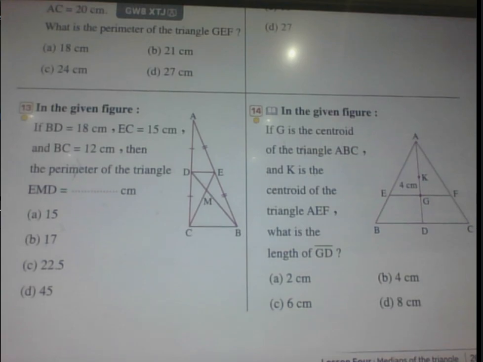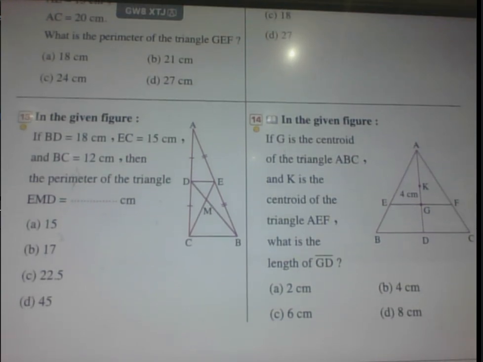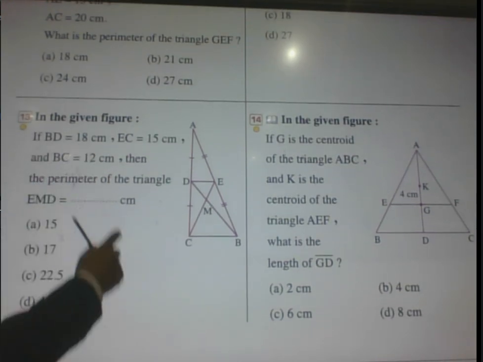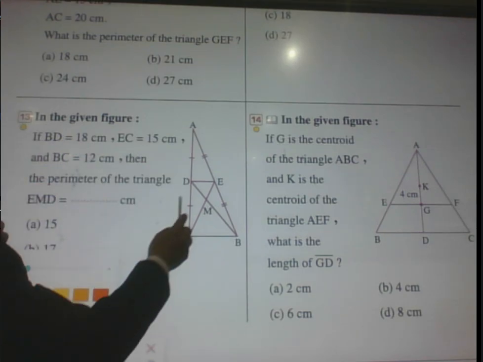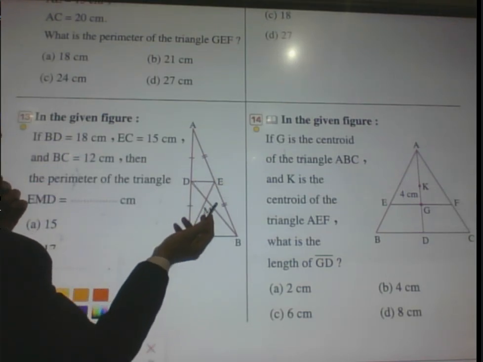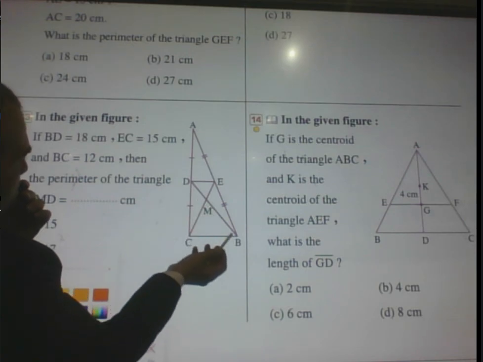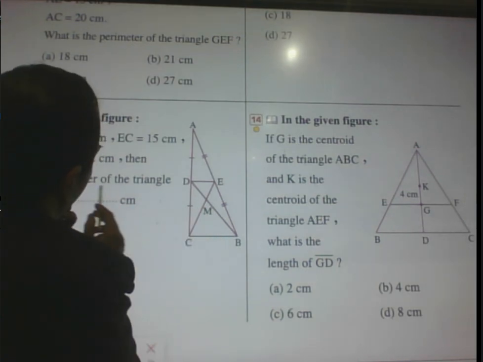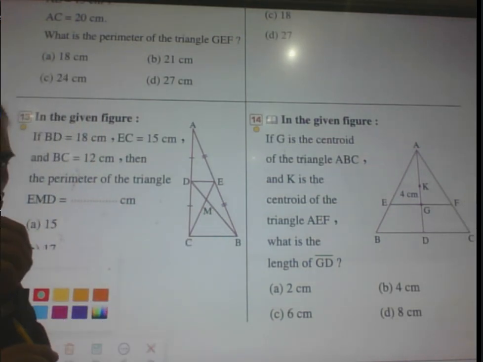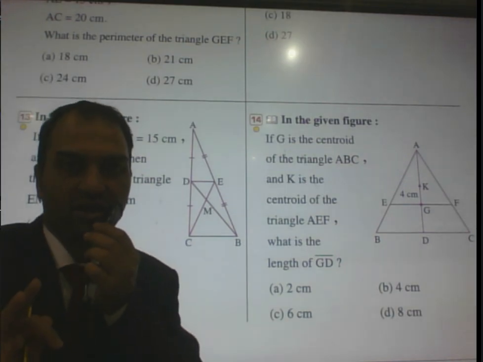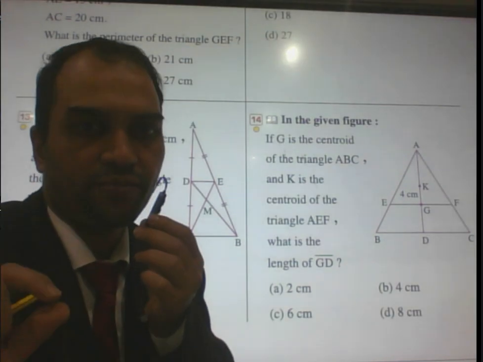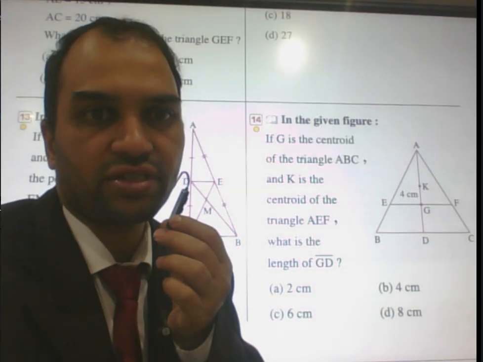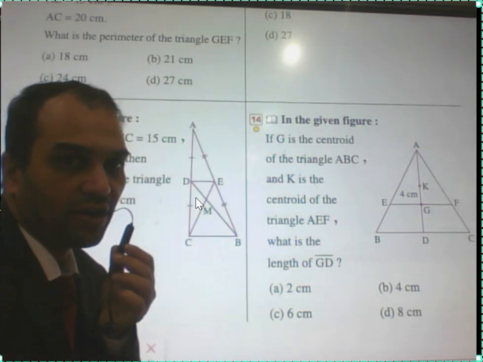Next question. Look at here. If ED equals 18 centimeters, think with me here. We have BD. BD is the median. Okay. And the length of BD was 18. Then we must divide 18 into 3 parts. 18 divided by 3 equals 6. So the length of this part is 6. You can write 6 as the length of this part.